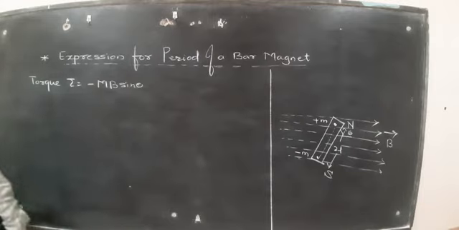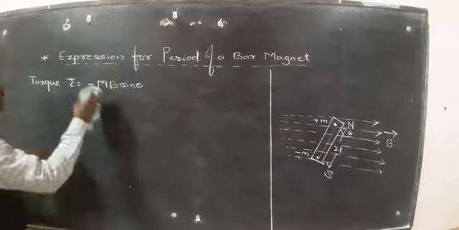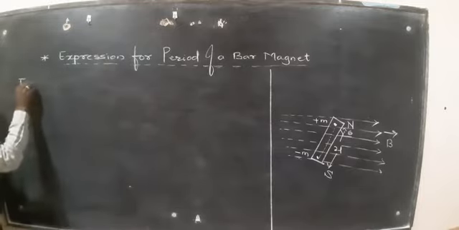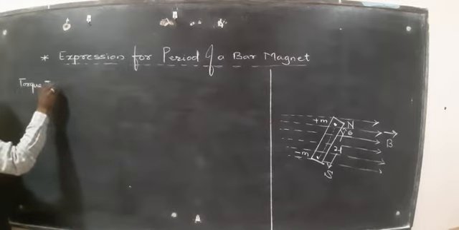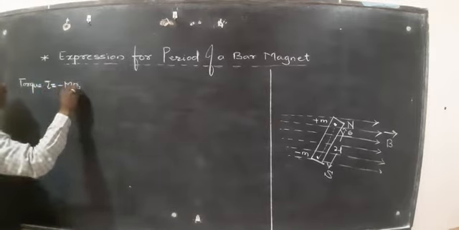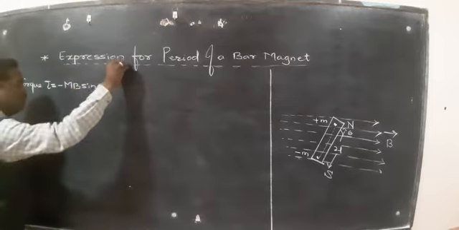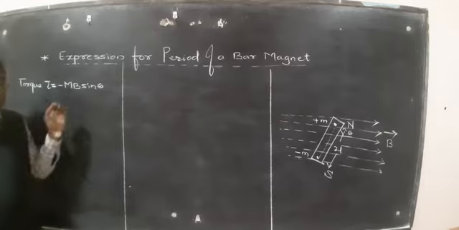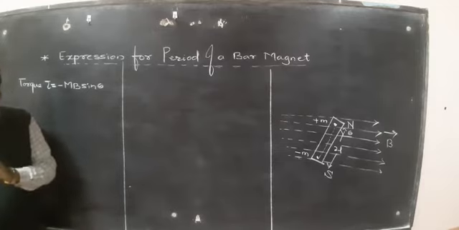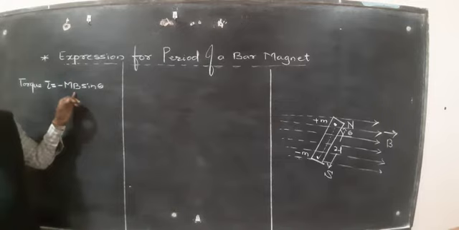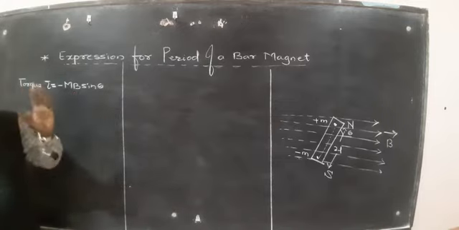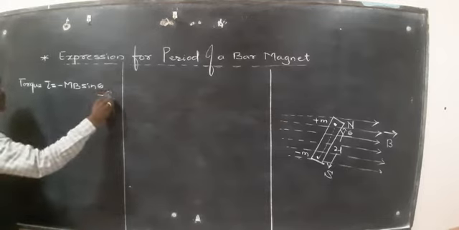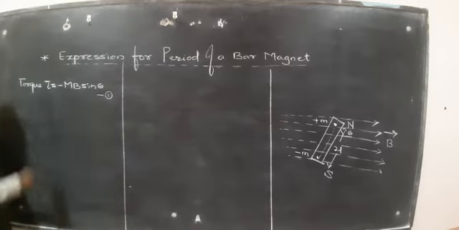Now here, what does this capital M represent? The torque is tau equal to minus MB sin theta. What is this capital M? Capital M is the magnetic dipole moment of the bar magnet. Capital B is the uniform magnetic field B. This is equation number 1.